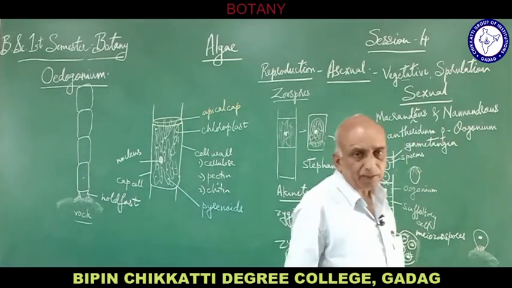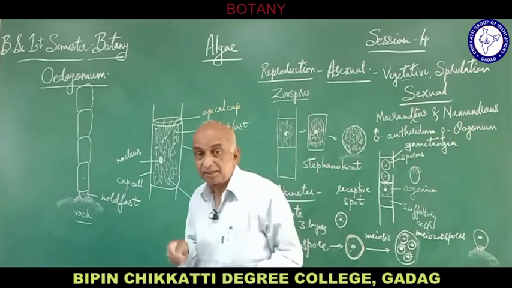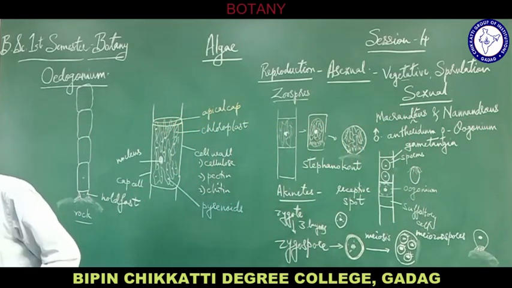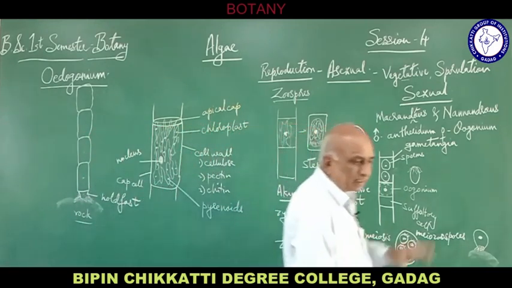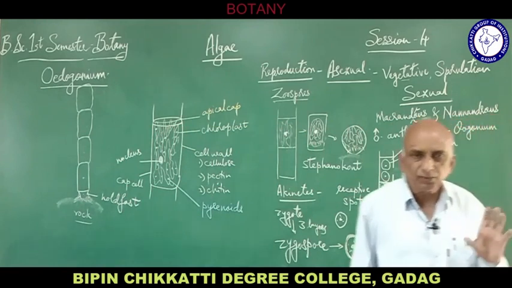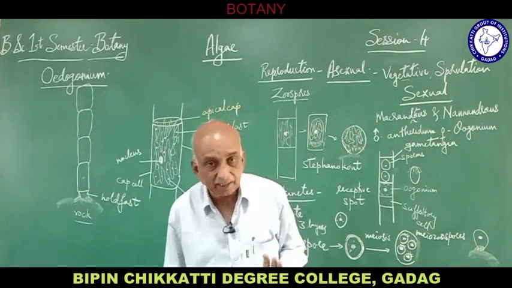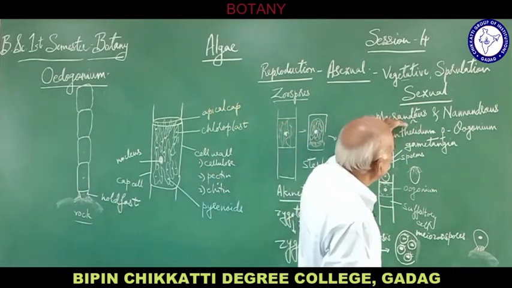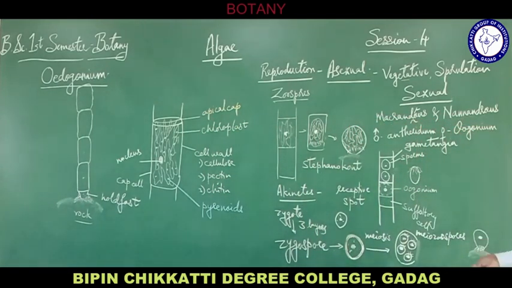So in nannandrous species, what happens? The antheridia are produced in short, specialized filaments. These short filaments are highly reduced, somewhat dwarf in size, and are called nannandria or dwarf males. That is how macrandrous and nannandrous species develop the antheridium and oogonium.